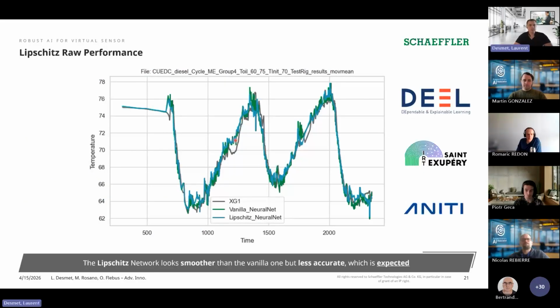For the Lipschitz performance, we achieve a very good result compared to the vanilla one. So not as good as the vanilla, but very close. And for that, we use a tool provided by the DEEL library, which is basically a consortium or association with IRT Saint-Exupéry, ANITI, and also some Quebec universities and industrial partners as well. It's not super straightforward, but the blue line seems a little bit smoother than the green one, typically.